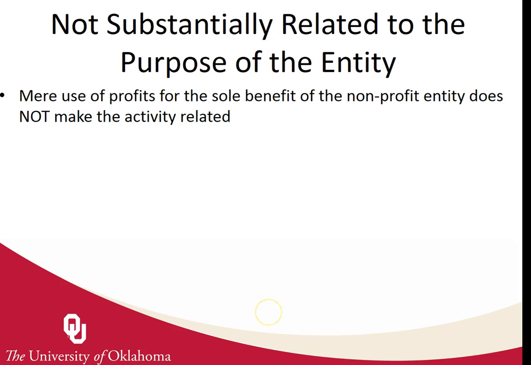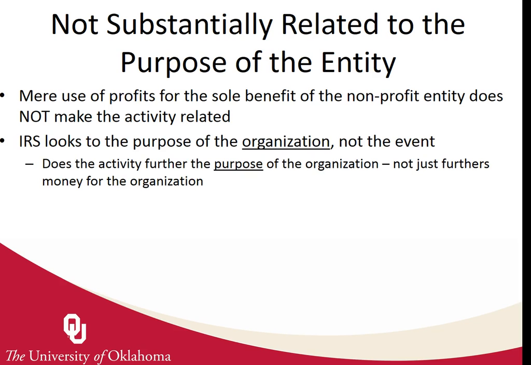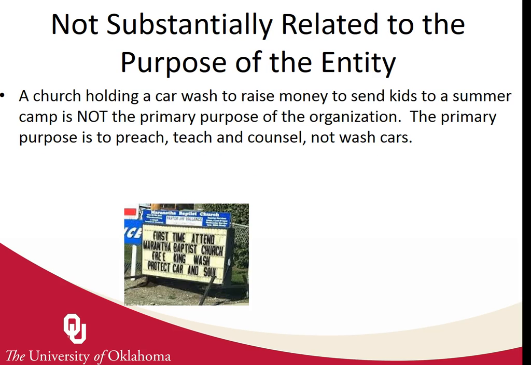Then the third step is not substantially related to the purpose of the entity. Again, the mere use of the profits for the purpose does not make it substantially related. It identifies the activity to the purpose of the organization, not the use of funds. The IRS looks at the purpose of the organization. Does this activity meet the purpose of the organization? Does the activity further the purpose, not just further money for the organization?